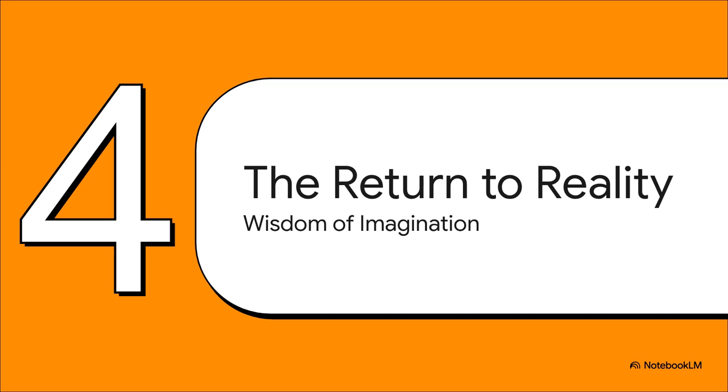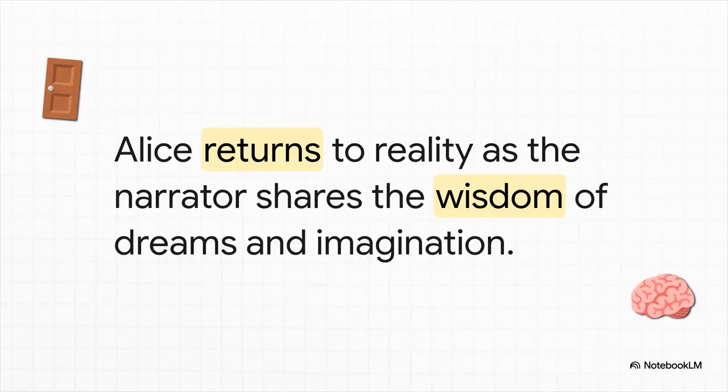Of course, every great journey has to come to an end. This final section isn't just about Alice waking up from a dream, it's about what she brings back with her from that incredible adventure. So our 5th and final scene shows Alice coming back to her own world, but she's not quite the same person who left. The adventure is over, but the lesson, the wisdom, that stays with her. The source material talks about this moment as when the story's wisdom is shared. So the key here is that this isn't just an ending, it's a conclusion, it's the takeaway.